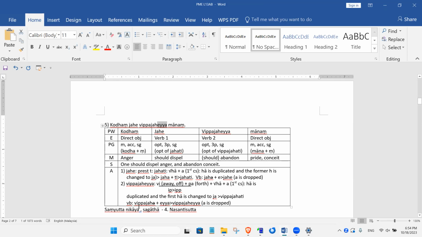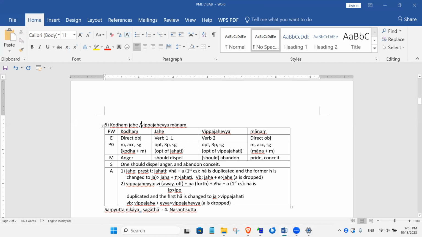This one is also, as just now said, Samyutta Nikaya Sagata. This one you can see the sentence is very short, but the Pali is very meaningful. One should dispel the anger. Right? The thing is, Jahe is after the Kodam, and then this one actually should make a break here. So Kodam Jahe. This Jahe is linked with the Kodam. Vipajaheya is linked with the Manam. Right?